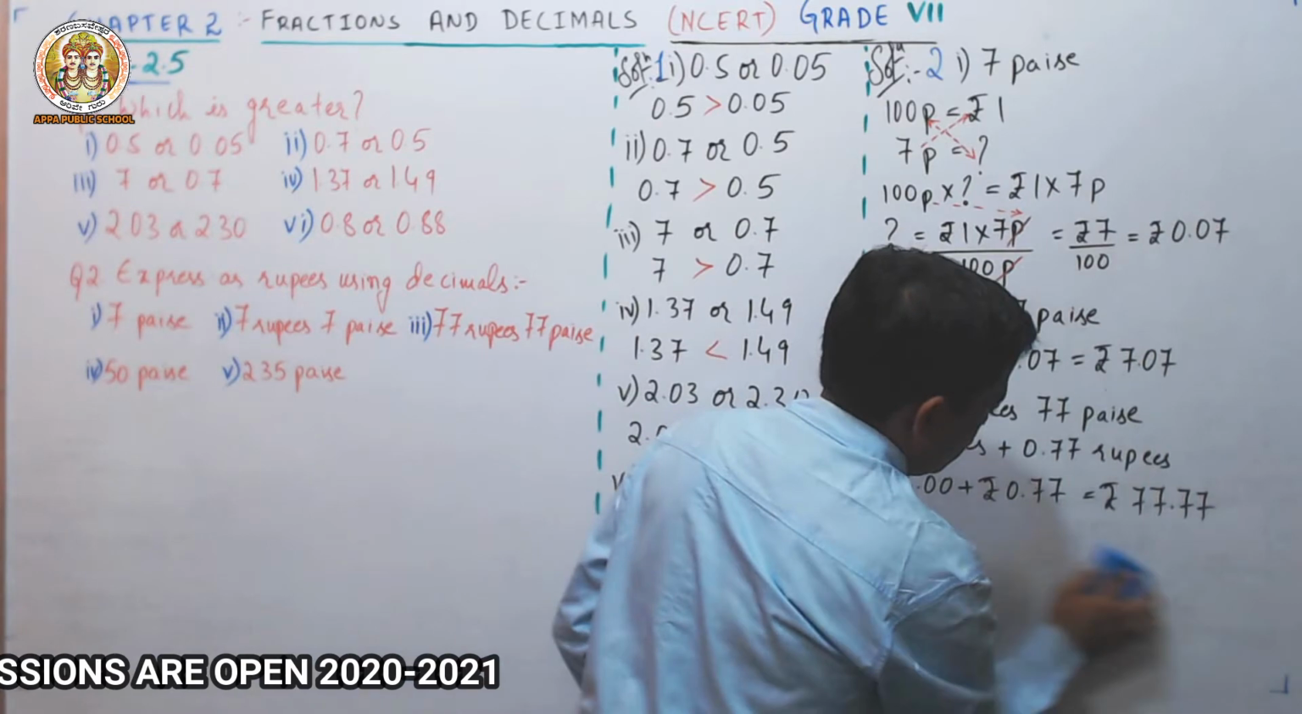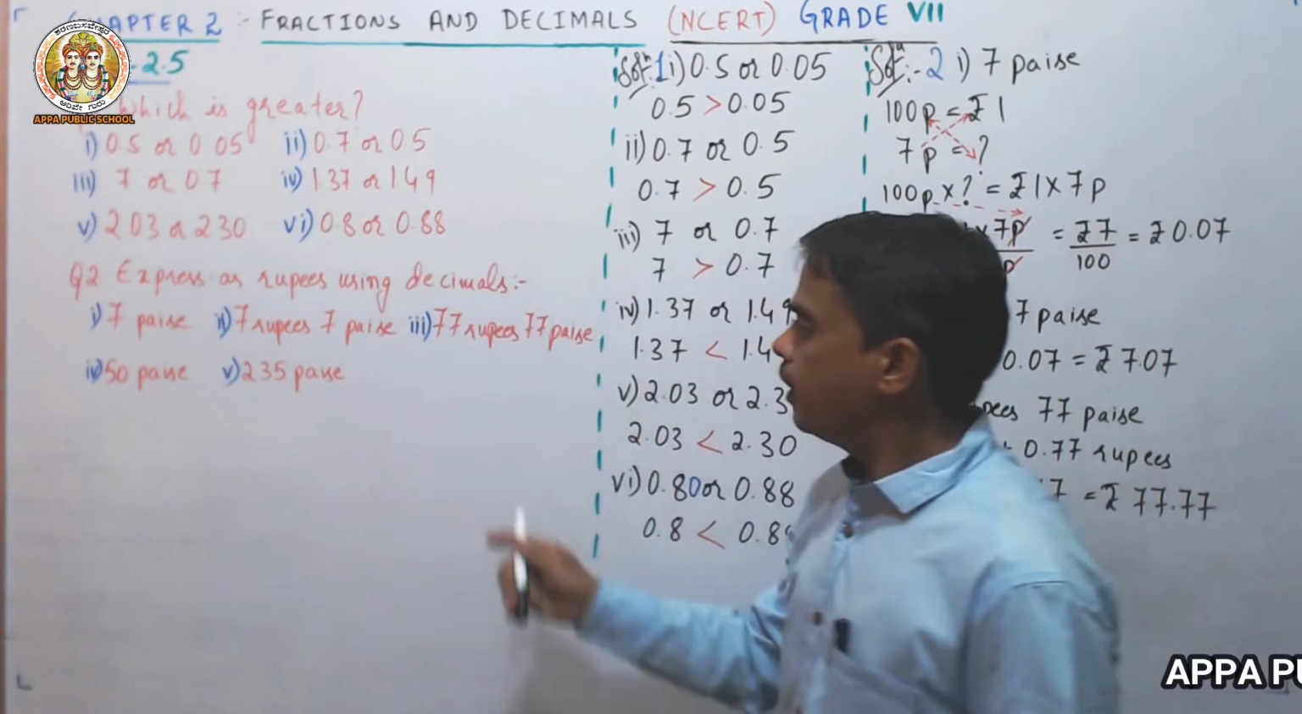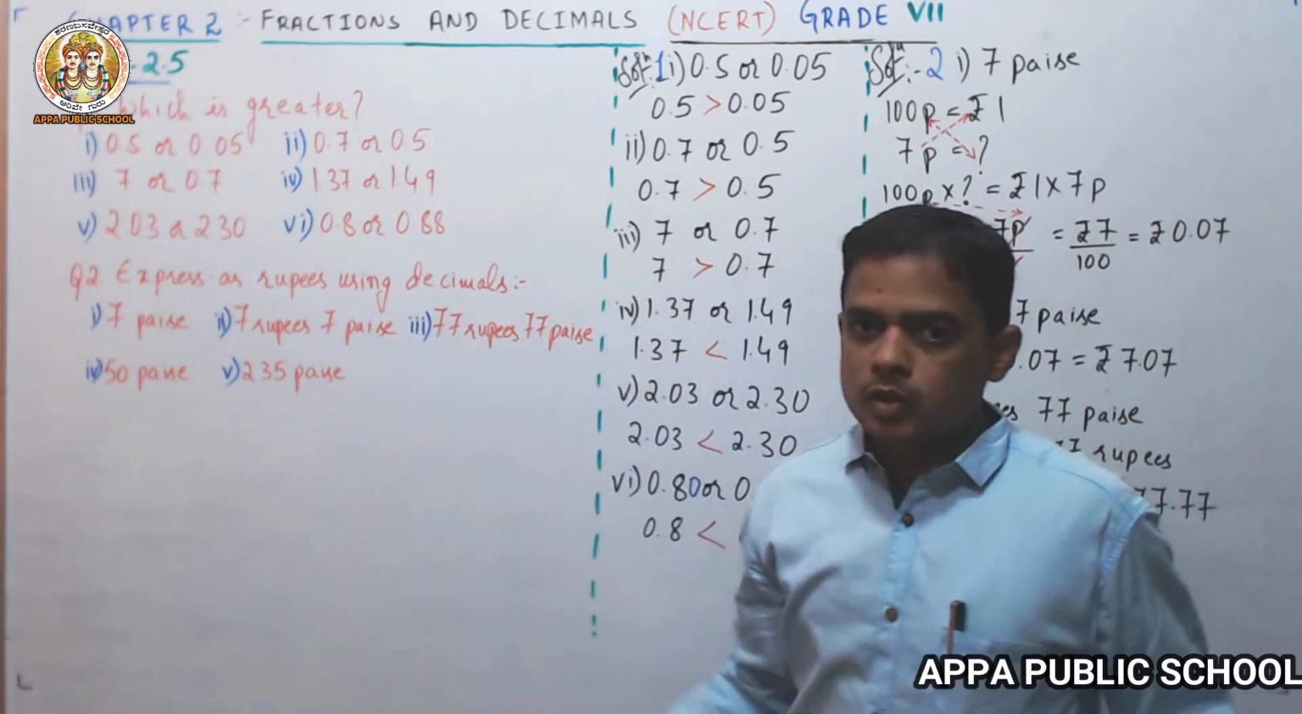Next. So next what I will do? I will go with third, I have completed. Fourth and fifth, I will solve fourth and fifth bit.